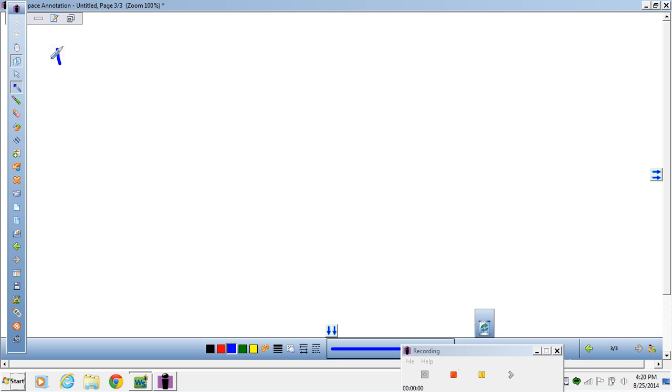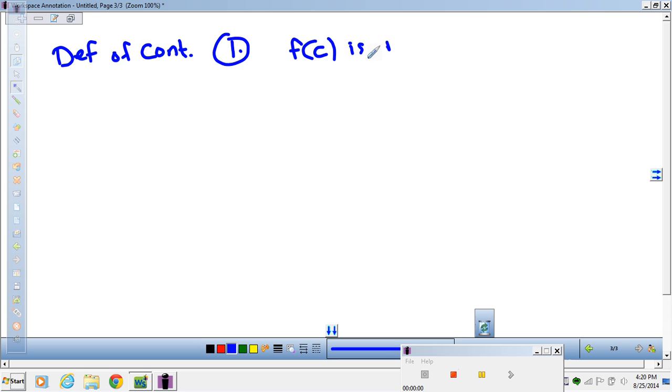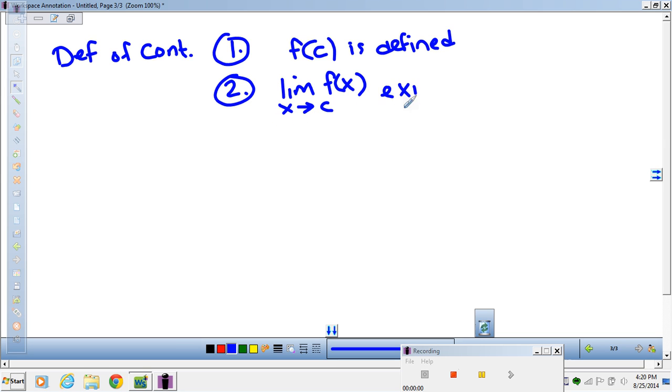Now here's the definition of continuity. The first requirement it must meet is that f of c is defined. So in order for a function to be continuous, f of c must be defined. The second condition it must meet is that the limit of f of x as x approaches c must exist. You have to be able to find a limit if that function is continuous.